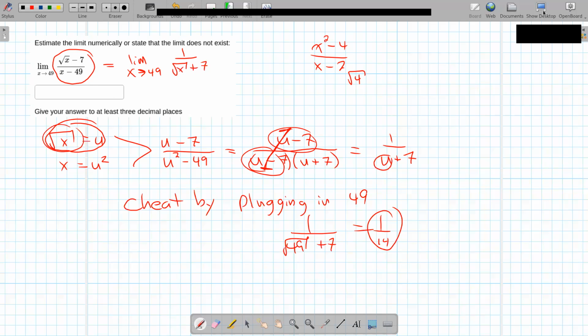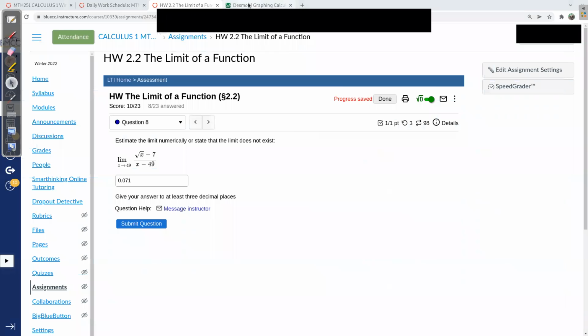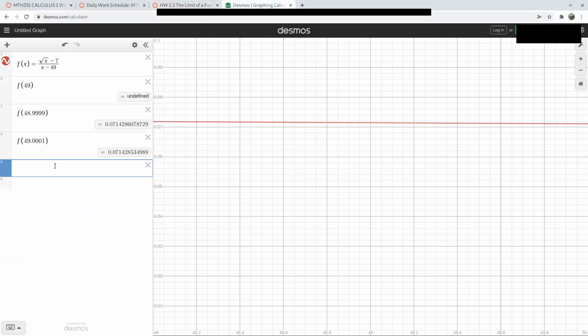Is it close to that value we were guessing at in the calculator? 1 divided by 14 is 0.071428, which is the number I have above, where with the original version of the function, we were just getting close to that number, but we couldn't touch it. Now we know how to touch it.